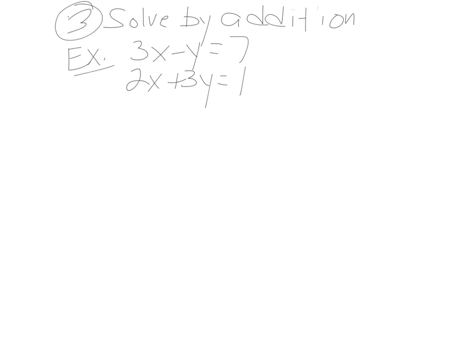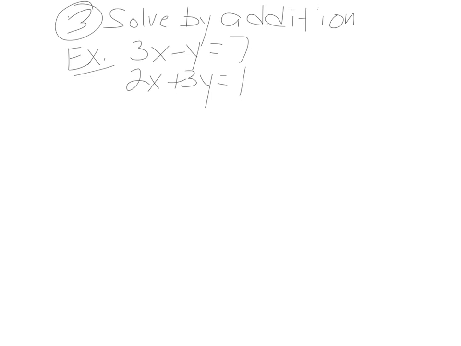The third method is to solve by addition. Sometimes this is called elimination. Sometimes this is called linear combinations. So if I want to solve by addition, we need to add the two equations together. We want either the x's or the y's to cancel each other out when we add the equations. So you just have to choose. Do I want to get rid of the x's or do I want to get rid of the y's? Suppose I choose the x's for this example.